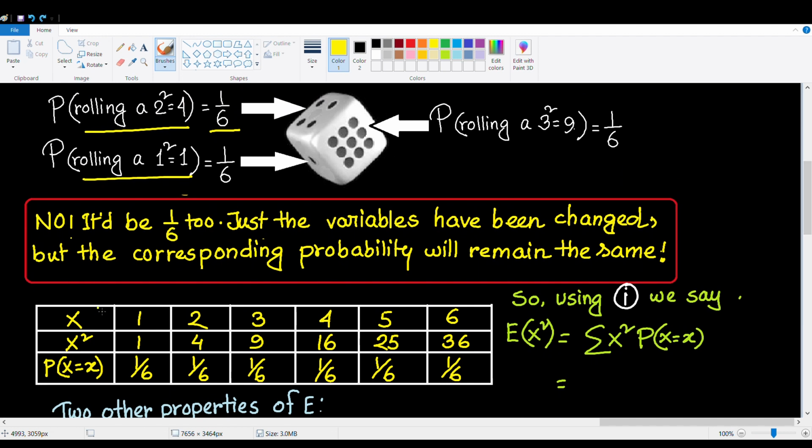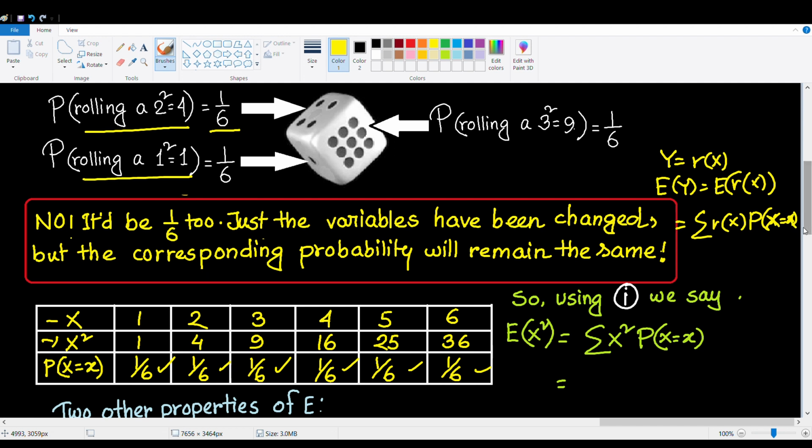So here you see the random variables of X are in the chart, and the variables in X squared are also written here, and the corresponding probabilities for each of the variables remain the same, which is 1 by 6 for all of them. Therefore, E of X squared would be the summation of x squared times p of x over all x, right? So we are going to use property 1 to solve this problem, where we stated that if Y equals r of X, then E of Y would be E of r of X equals the summation of r of x times p of x over all x. Okay? So finally we're going to put r of x equals x squared in the problem, and all p of x's are 1 by 6.